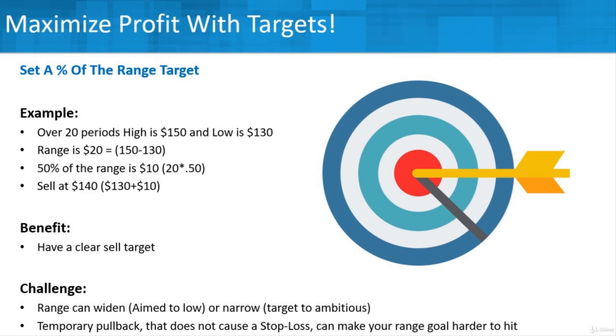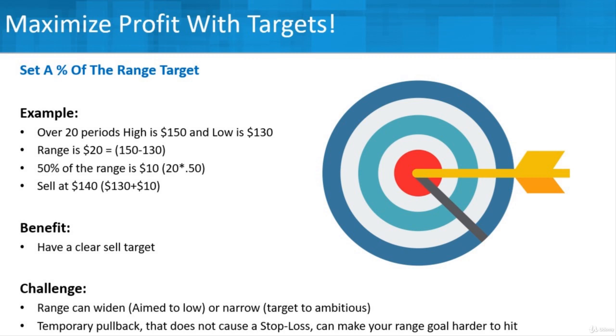The benefit of this is you have a clear sell target. You have an actual real number that you're going to look at, and once it hits that real number, you're selling. So you've built in that profit. And 50% is just an example. You might want to look at 10% of the range or 25% of the range. How wide the range is can impact that too. A wider range is going to have a higher absolute number target than a smaller range.